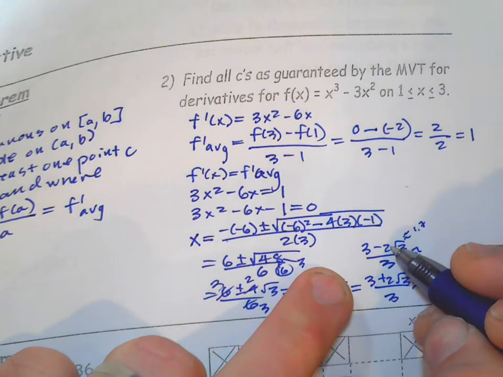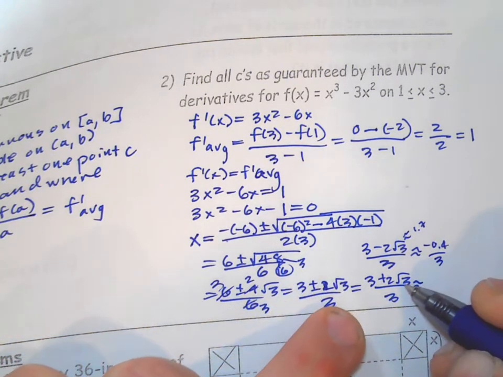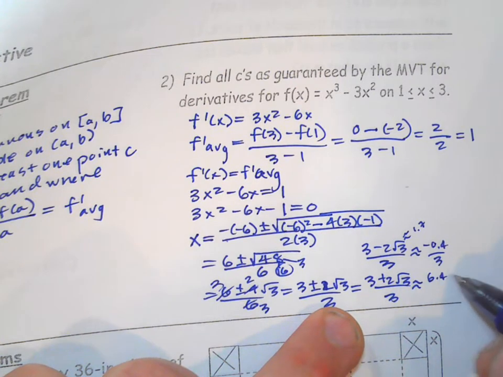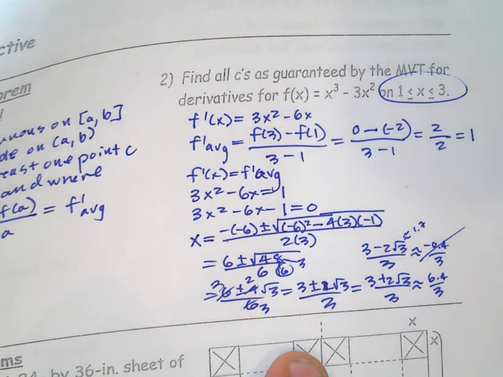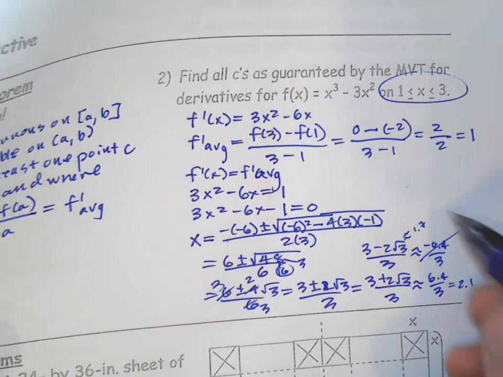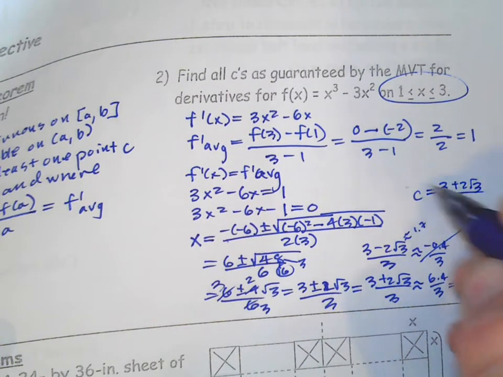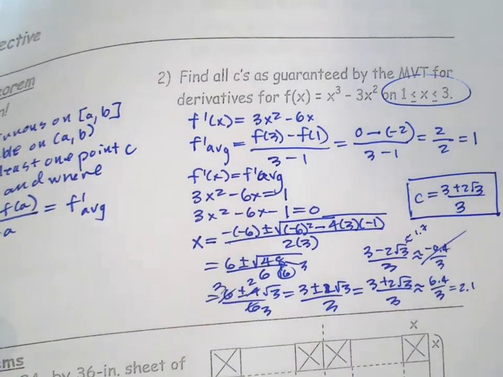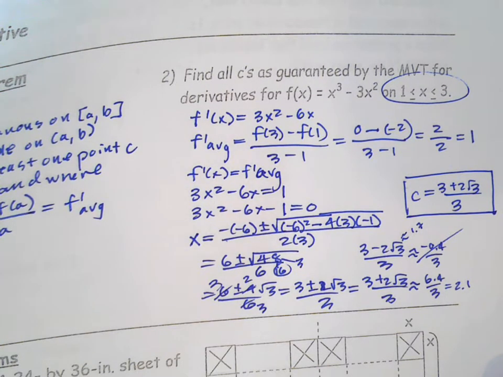So it's about 3.4. So this is like negative 0.4 over 3. And then this is going to be about 6.4 over 3. This one's out because it's negative. It's got to be between 1 and 3. This is like a 2.1 or something like that. So that one's good. So the C value is 3 plus 2 root 3 over 3. So algebraically, you might get more values than you're allowed to use because they end up falling outside the endpoints or on the endpoints. So there you go.